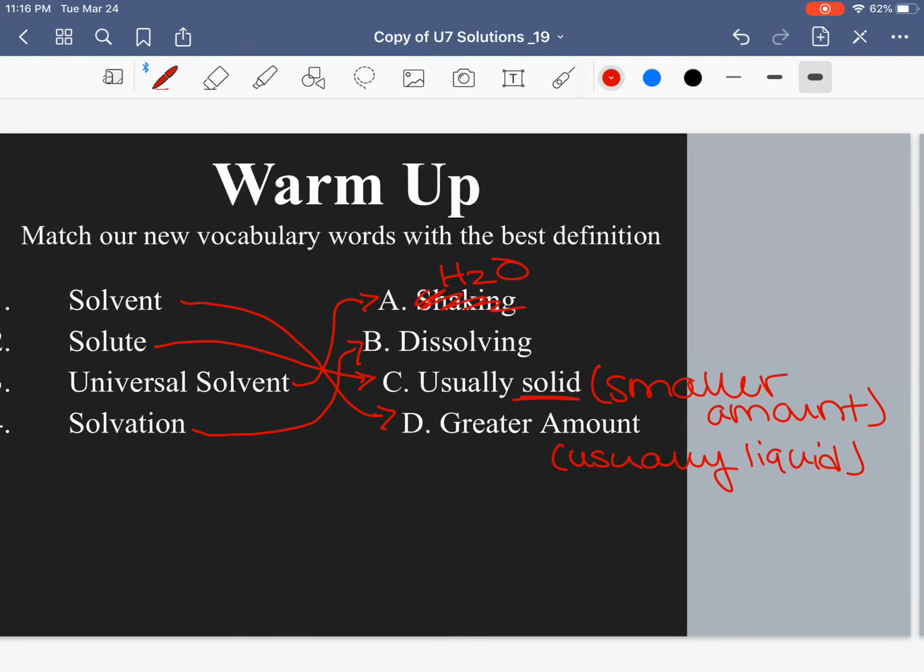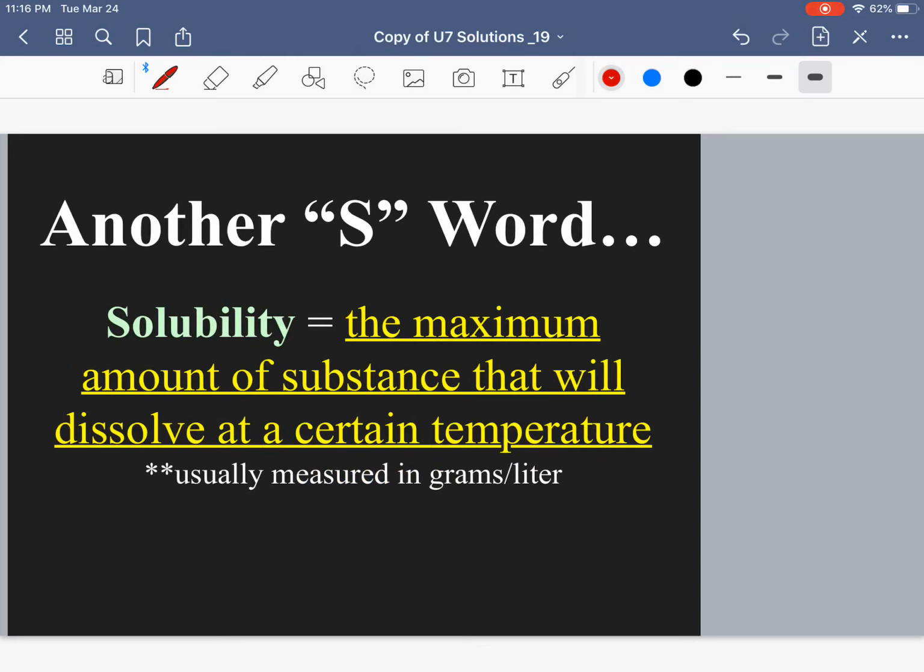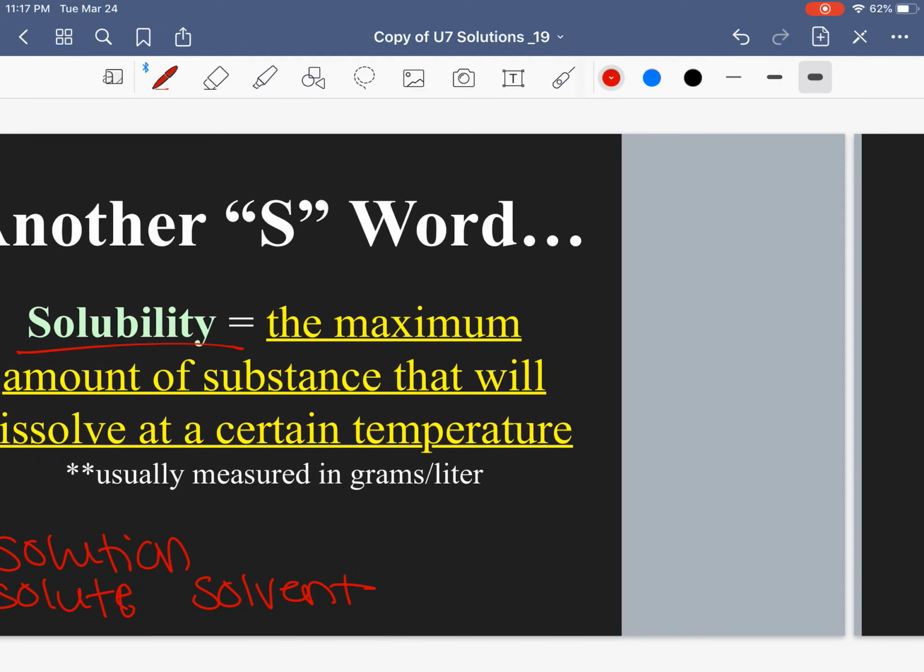All right. So moving forward, another S word. We have thrown a lot of S words at you so far this unit. We have solution so far that we've talked about. We have solute and solvent, those that we just reviewed as well. All right, so now we're going to add another one, and we've got solubility. Solubility refers to the maximum amount of substance that I can dissolve into my solution at a given temperature. All right, so solubility is how much is the max that I can hold at that temperature.